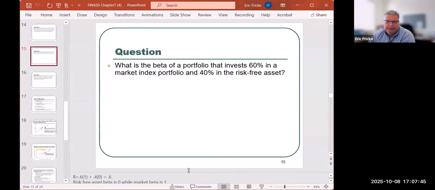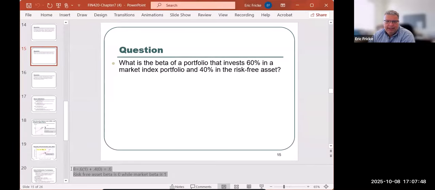All right, here's a question for you. What is the beta of a portfolio that's comprised of 60% in the market index, the S&P 500 portfolio, and 40% in the risk-free asset? So what's the beta of the market portfolio? Remember, beta is how closely a stock moves with the market. So if we're asking how the market moves with the market, it's like, wow, if I have to dance with myself, I'm in perfect unison with myself, right? So the beta of the market is 1.0.